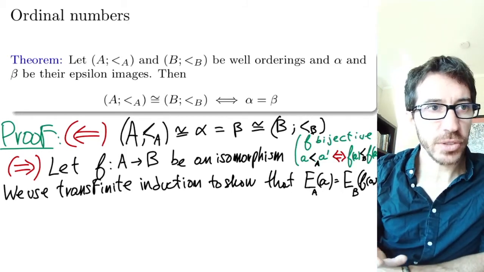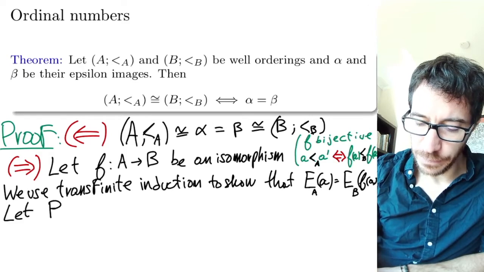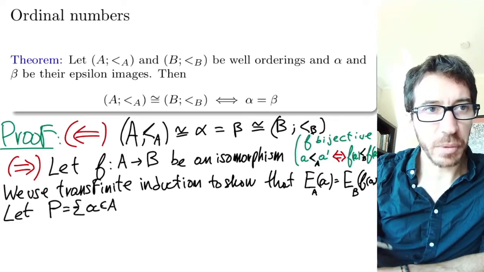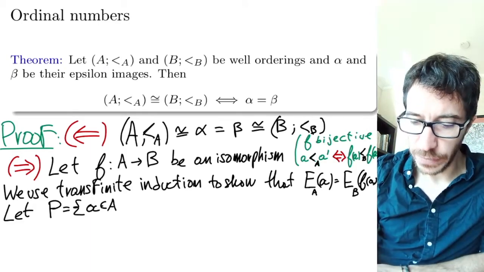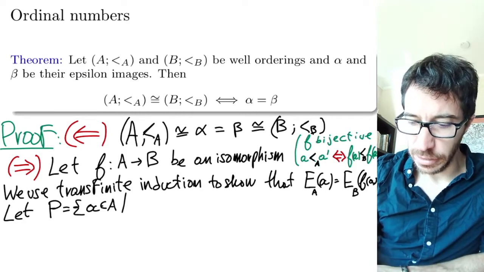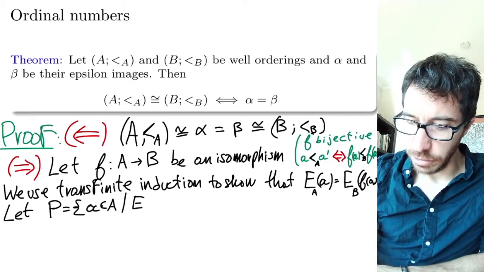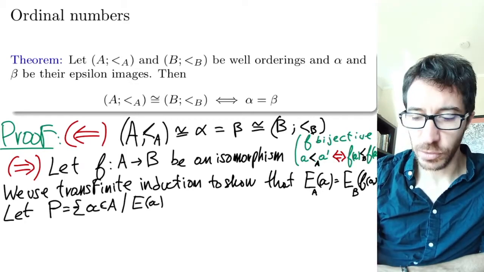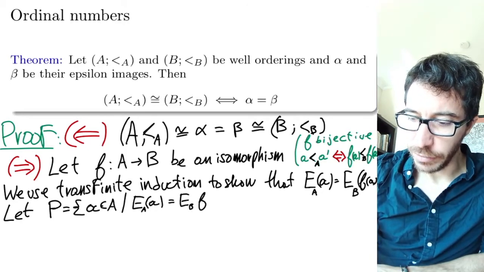Well, let's use the standard induction. So let P be the set of all the little a's in A. Remember, when we want to do something in induction, if you're going to do it clearly, let's always do it this way. P is the set of all the guys that satisfy the property that we want. Meaning, the epsilon image of little a, according to the linear ordering A, is equal to the epsilon image of F of a.